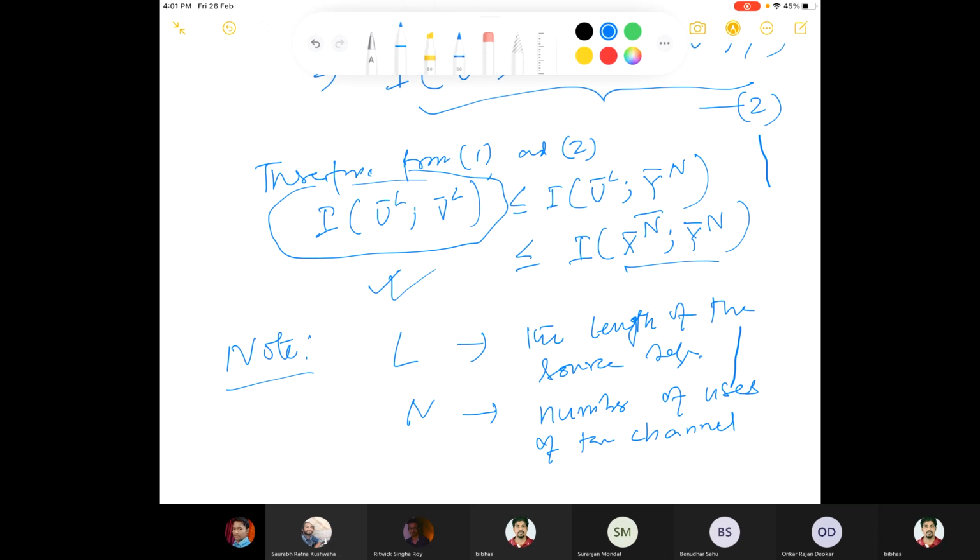And we have defined what is called the error probability. Here we define specifically the error probability, which is the arithmetic mean when you are sending L source letters.